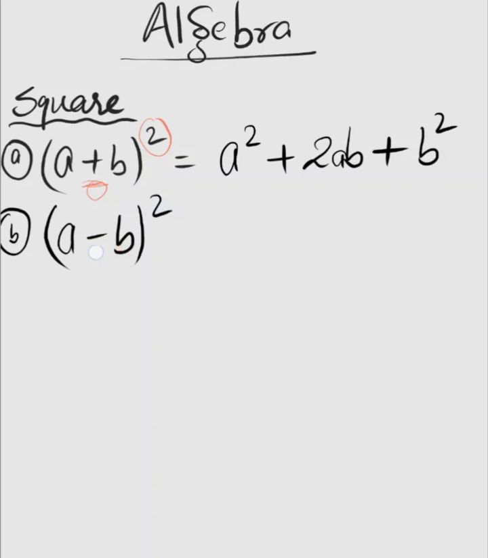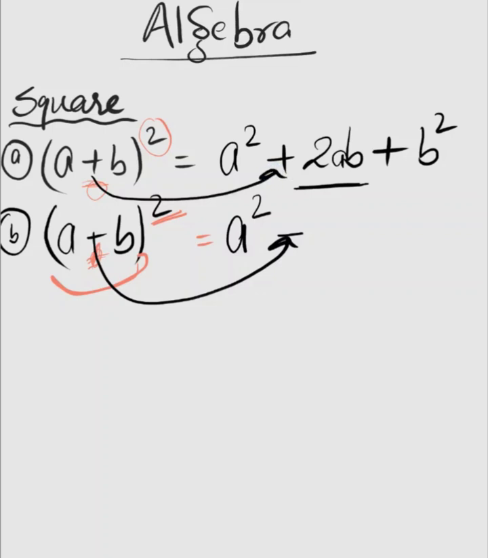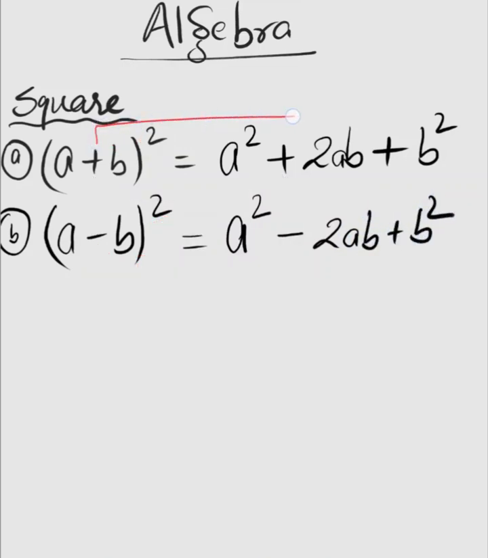When there is minus and square as a whole, then we'll go with a square minus. Only in this case, in 2ab, we change this: the minus goes here, and this plus goes here. Other things remain the same in both formulas, like minus 2ab plus b square. What we came to know is this plus goes here and this minus goes here.